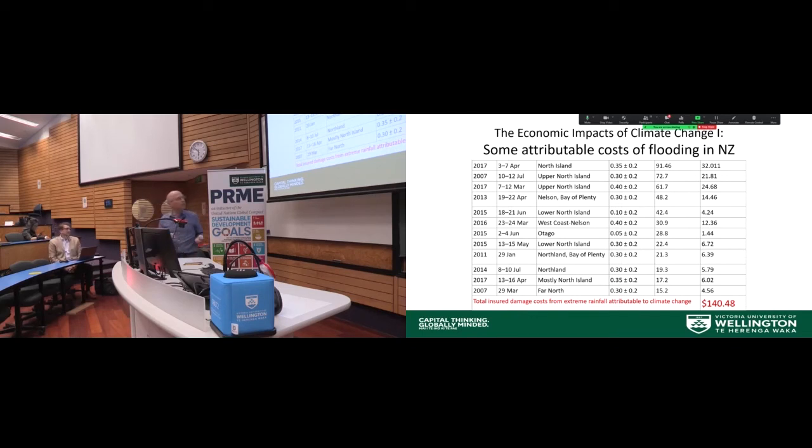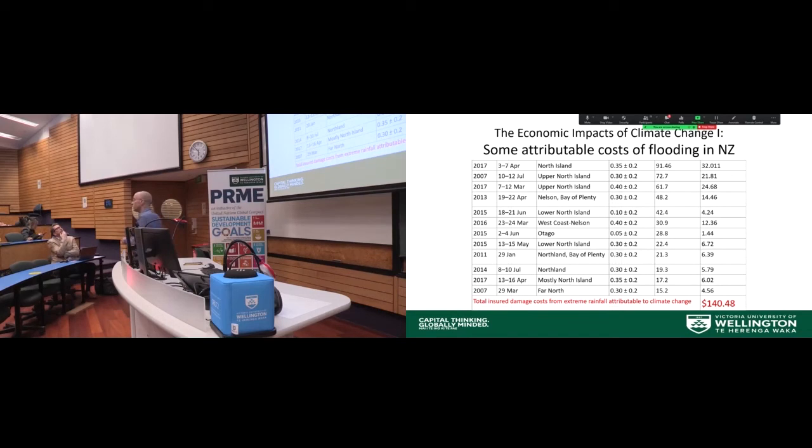We multiply the two, and we get this number: the climate change footprint of those floods in New Zealand in the last 10 years is about 140 million New Zealand dollars. Okay? These are rough numbers. It doesn't really matter if it's 140 or 160. But that's the climate change footprint of those floods. Now, why am I telling you this?